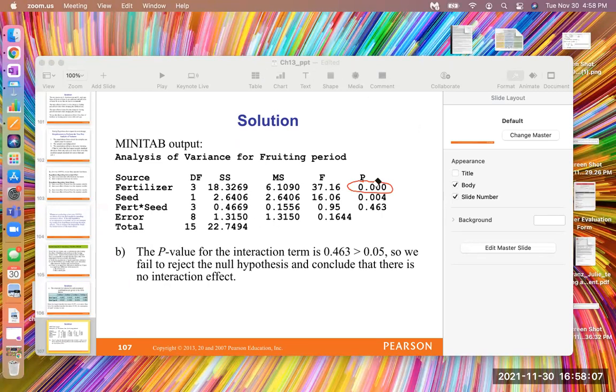Okay, and then we look at the p-value according to seed. That also is low because it's below 0.05. So there also is something going on when we change the seeds. The different seeds have statistically different fruiting periods as well. When we go from one seed to the other seed, they're significantly different. So that's our results here. There are effects from both seed and fertilizer, and there is no interaction between the two. So let's go on.